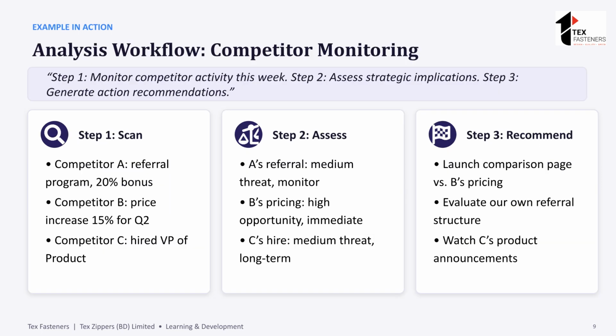Let's look at another example: competitor monitoring. Instead of manually collecting competitor information and then separately analyzing it, you can create a 3-step workflow. Step 1, monitor competitor activity for the week. Step 2, assess the strategic implications. Step 3, generate action recommendations. For example, Gemini may identify a competitor offering a 20% referral bonus, another increasing prices by 15%, and a third hiring a new product leader. It can then assess the level of threat or opportunity and recommend actions. This turns raw information into practical recommendations through one connected process.